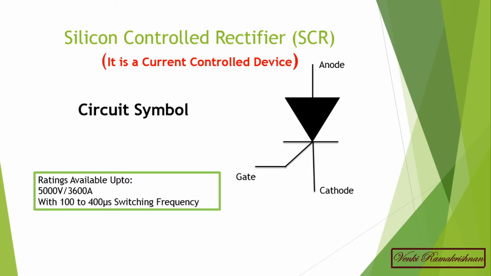It operates from non-conducting state to conducting state. This change in state is achieved by applying gate current through the gate terminal. Hence, it is called a current controlled device. Thyristors are available up to 5000 volt, 3600 ampere with 100 to 400 microsecond of switching frequency.